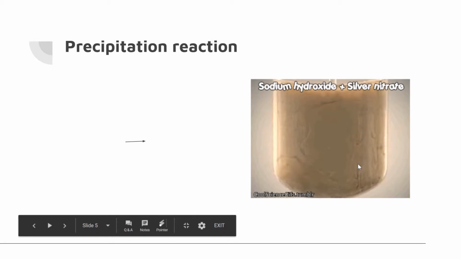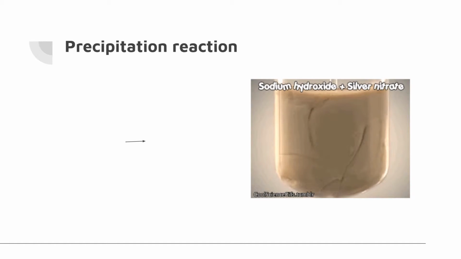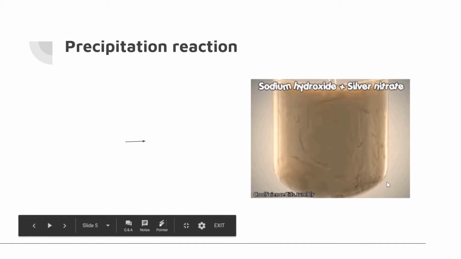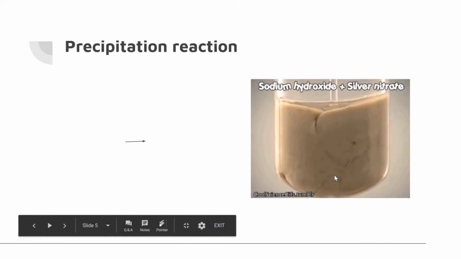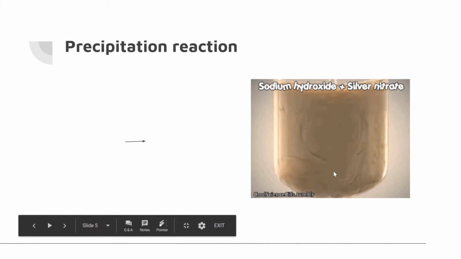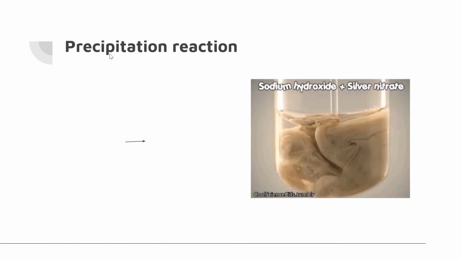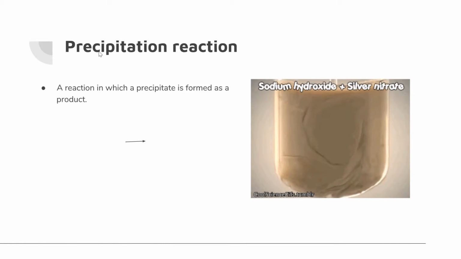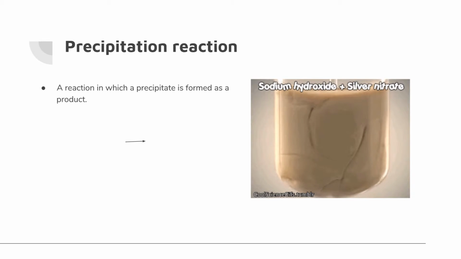The third type of reaction we are learning about today is called the precipitation reaction. As the image shows, two liquids are mixed together and one of the products that is formed is a solid, which is the meaning of the term precipitate. So a precipitation reaction is a reaction in which a precipitate, or a solid, is formed as a product.